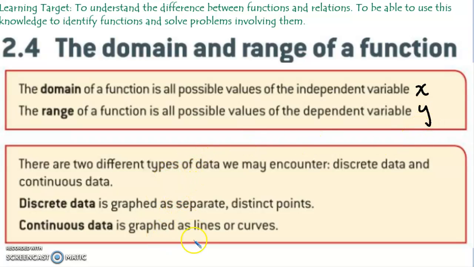And then there's two sets of data that we use when we're describing domain and range. It's either discrete data, and by that I mean when you have a graph, there are separate distinct points. They are discrete from one another. Or we have continuous data where the graph is lines or curves that are continuous and attached.